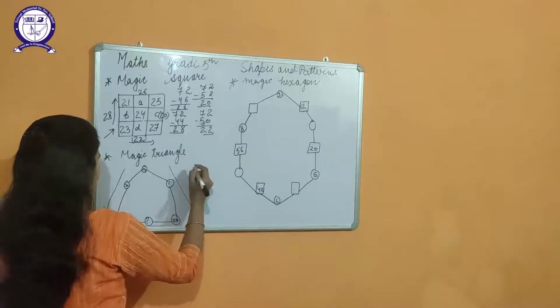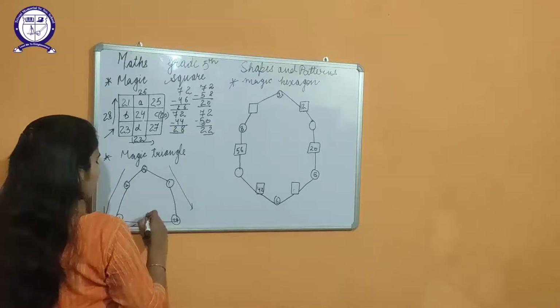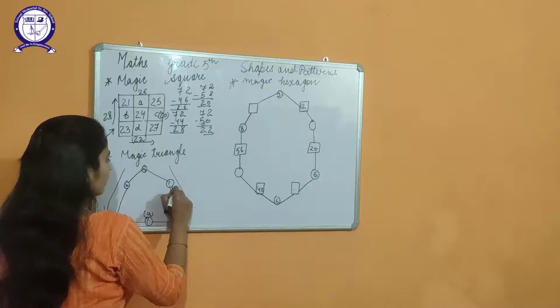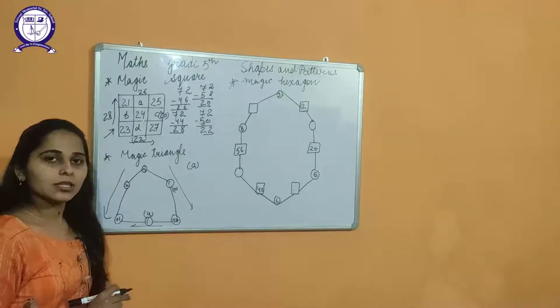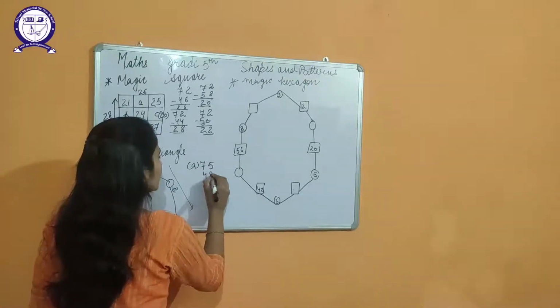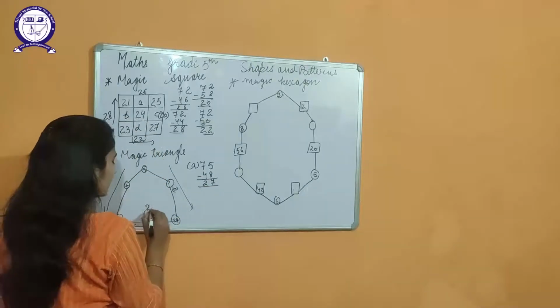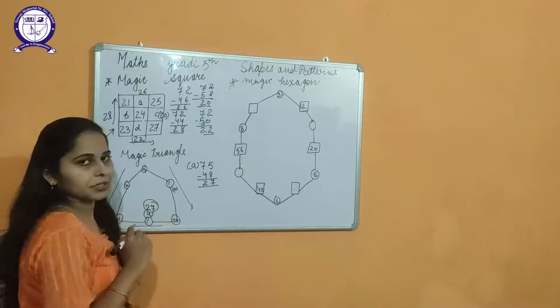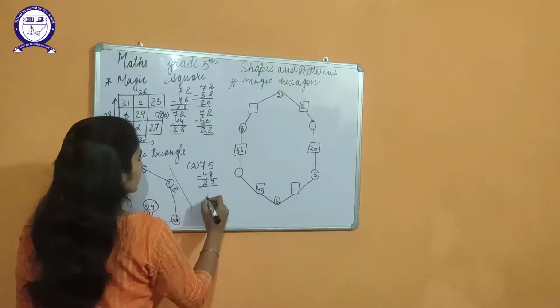Okay. Now we have to find out this and we have to find out this. So A will be equal to 21 plus 27 is 48. So the sum is 75. So 48 will be subtracted from 75. So the answer will be 27. So in the A part, what will be the answer? 27, students.